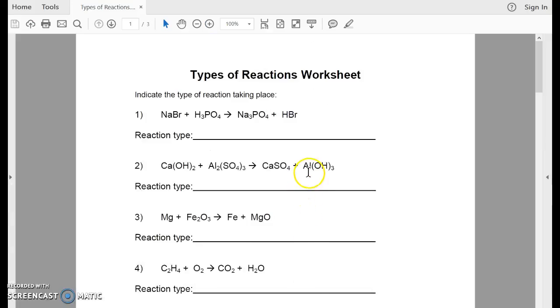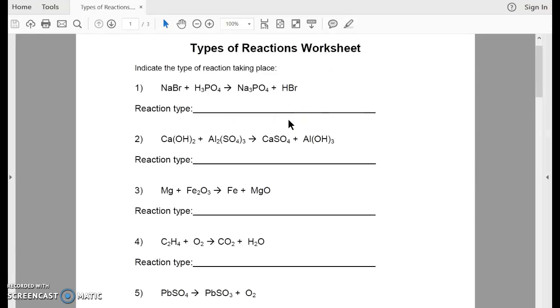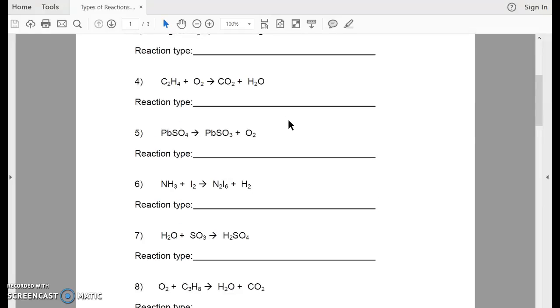But the first thing you guys are going to work on today is just the types of reactions worksheet. So all the reactants and the products are given to you. You just have to simply write down what reaction it is and then balance it. Notice there's no numbers there. It's not balanced. Okay, there's 2 pages of that to do.